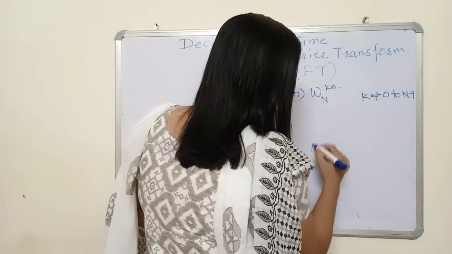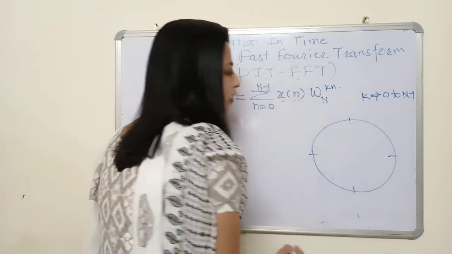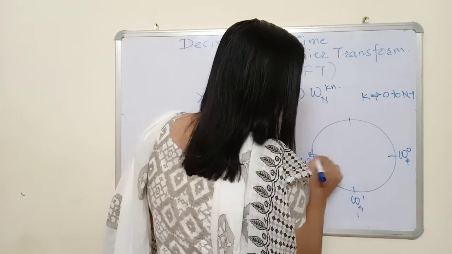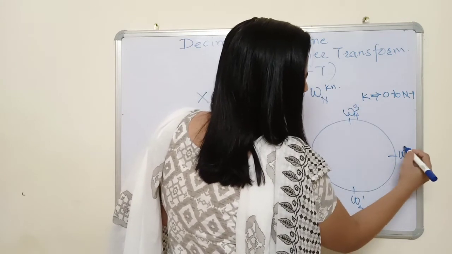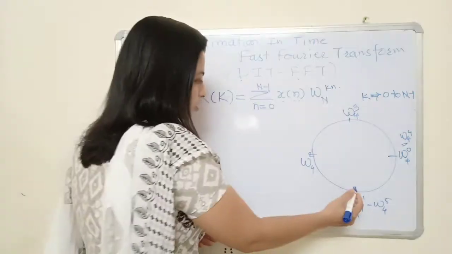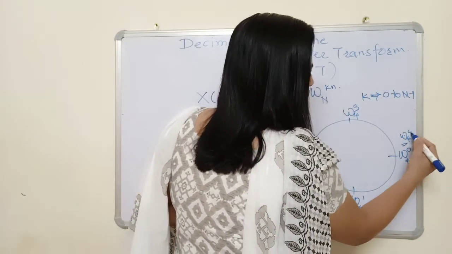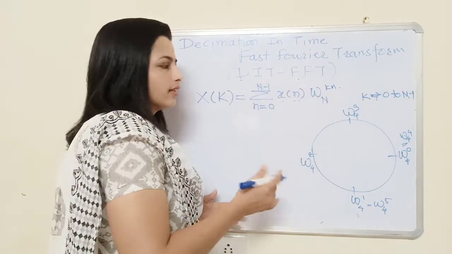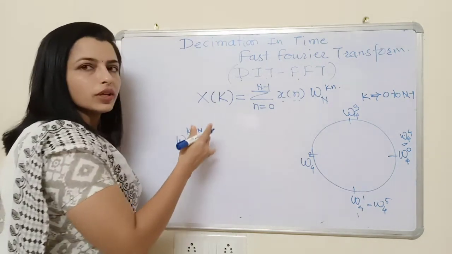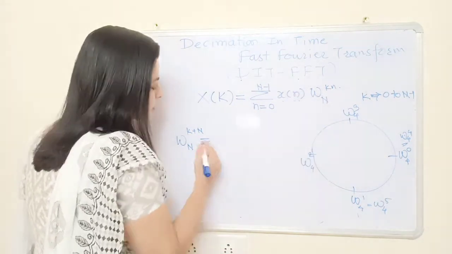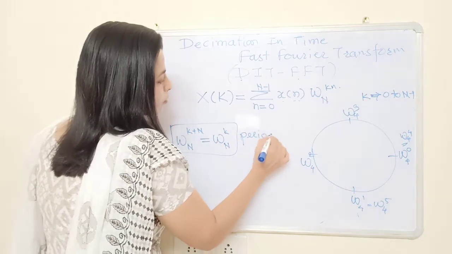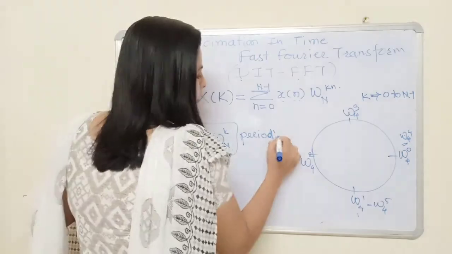In one of my lectures we have seen, if a 4 point DFT is there, we write the twiddle factors like this: omega 4 raised to 0, omega 4 raised to 1, omega 4 raised to 2, omega 4 raised to 3. Similarly, this is equal to omega 4 raised to 4, this is equal to omega 4 raised to 5, and so on. So omega 4 raised to 0 is equal to omega 4 raised to 4, which is equal to omega 4 raised to 8, like this. So this is one property: omega N raised to k plus N, plus 2N, plus 3N, all have the same value, omega N raised to k. This property is called the periodicity property.